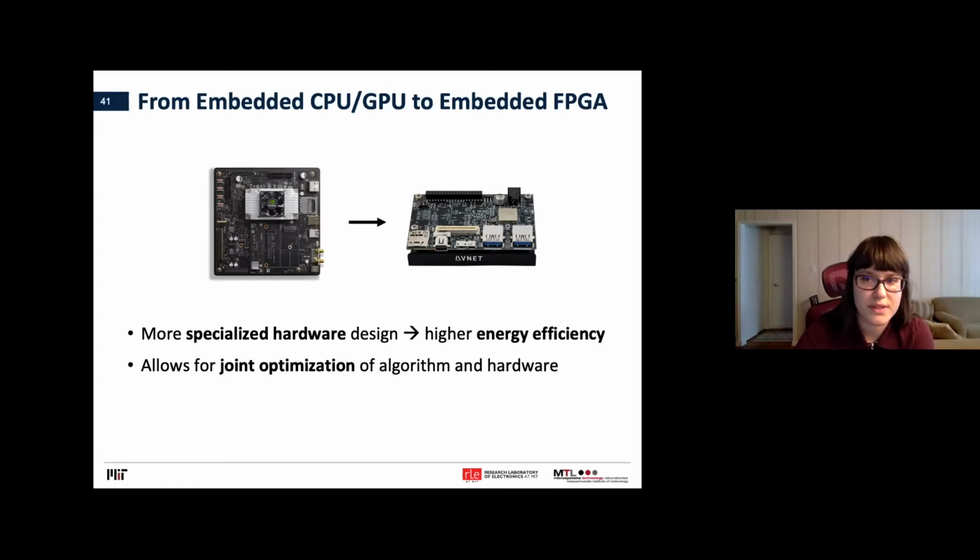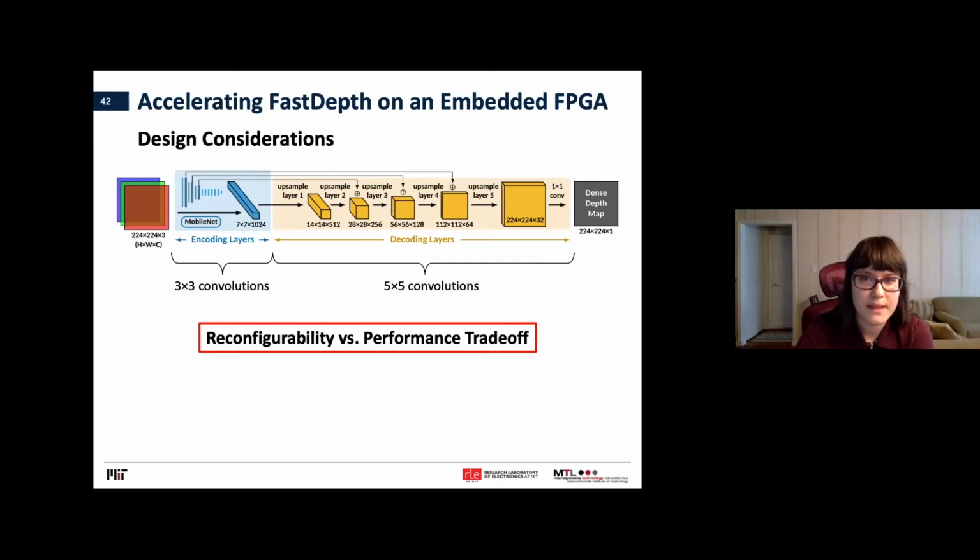In our approach, when designing an accelerator for FastDepth, we have the ability to revisit and modify the original DNN to better utilize our custom hardware. In designing an accelerator for the FastDepth neural network, a prominent design consideration is that of reconfigurability versus performance. For instance, consider again the structure of FastDepth. The encoder primarily uses filters of size 3 by 3, while the decoder uses filters of size 5 by 5. If we design an accelerator that is dedicated for 3 by 3 convolutions, how do we run the 5 by 5 ones on it?